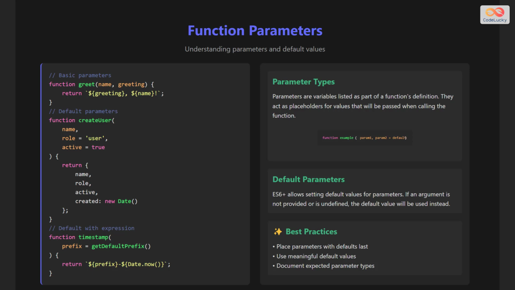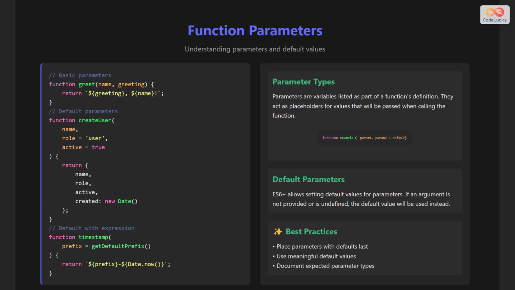Here is an example of a function called greet with two parameters, name and greeting. Then, a function createUser with a default role user and active status true is shown. The third example shows that you can use a function call inside a default parameter.